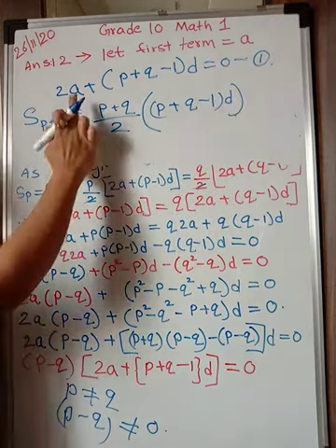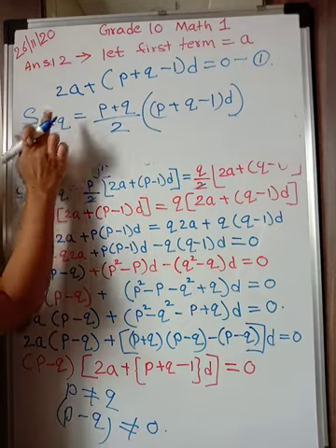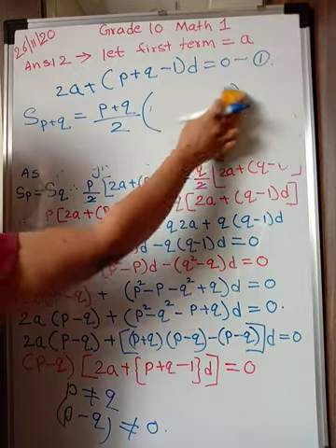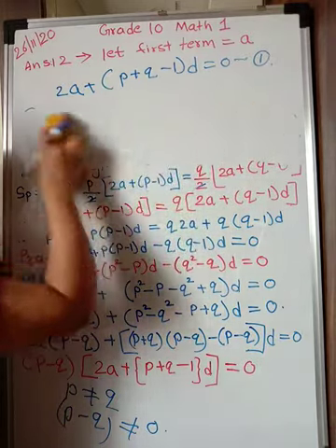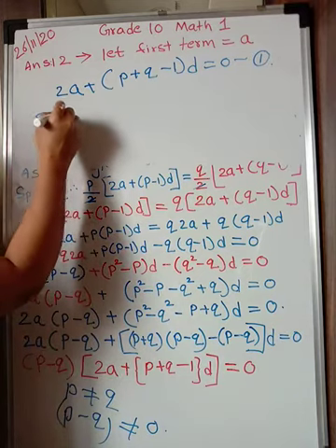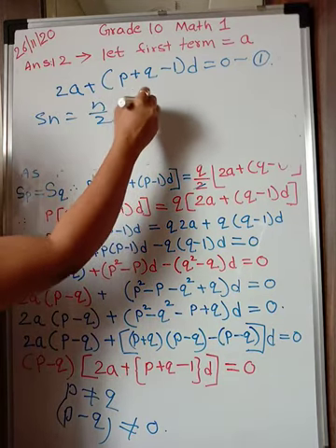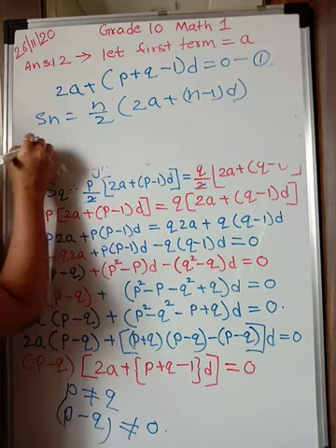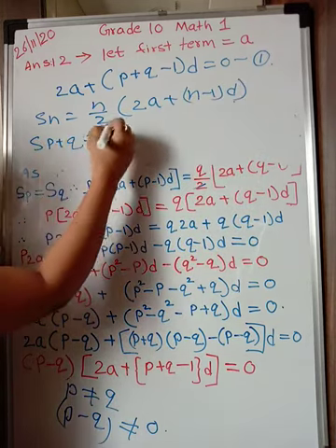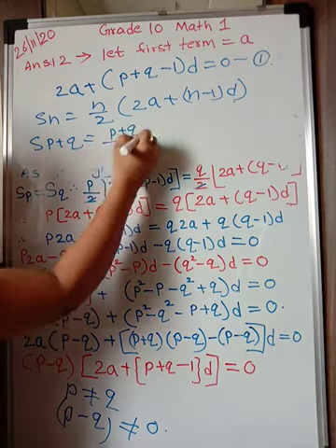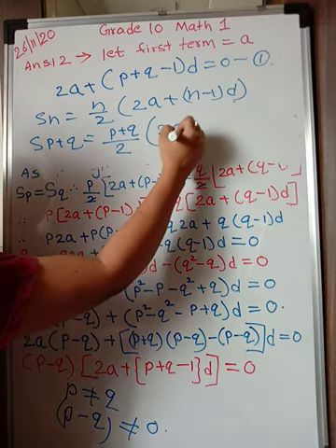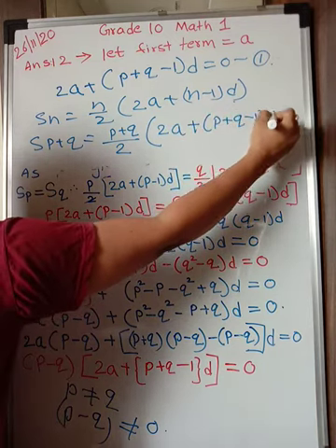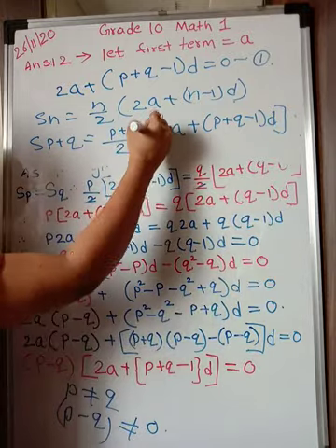But what do we have? Here there should be 2a, no? 2a plus n minus 1 into d. Let me write the Sn formula also. So we have Sn is equal to n by 2 in bracket 2a plus n minus 1 into d. So what will be S of p plus q? S of p plus q will be p plus q upon 2 in bracket 2a plus p plus q minus 1 into d. Is this clear, everybody?